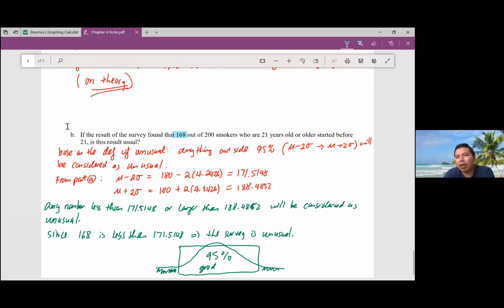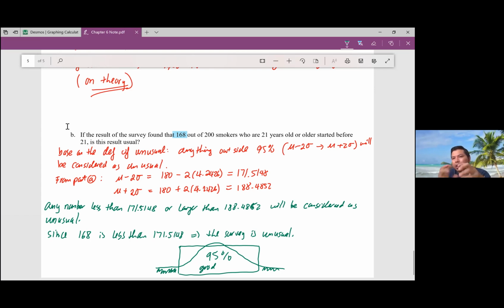Because think of the logic, right? When the probability of success is 90%, and that's the real data from the past, Edward, and we select 200 people, you're expecting around 180 of those to answer yes, we smoked before we turned 21. But now when you go outside and ask them, you get only 168. You feel that something is wrong here, yes?